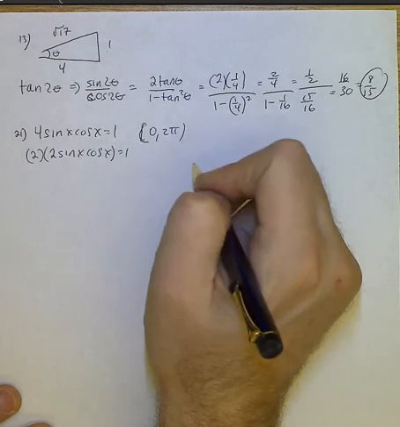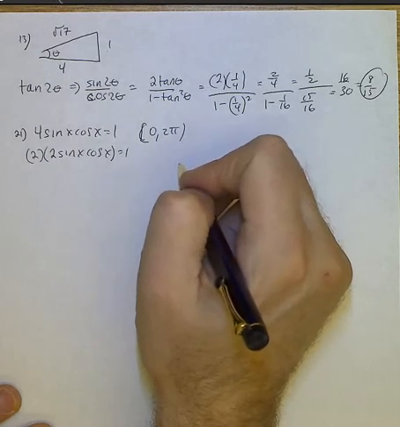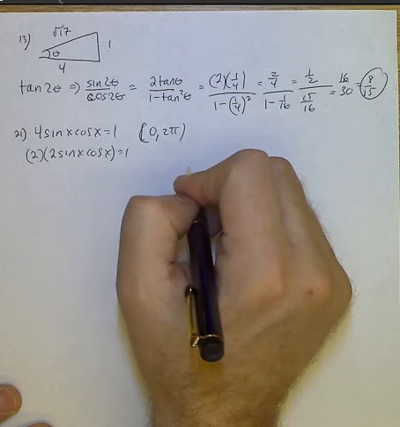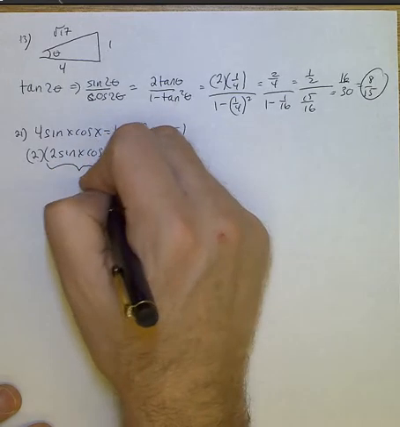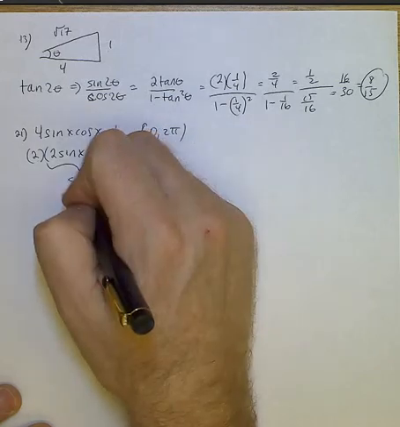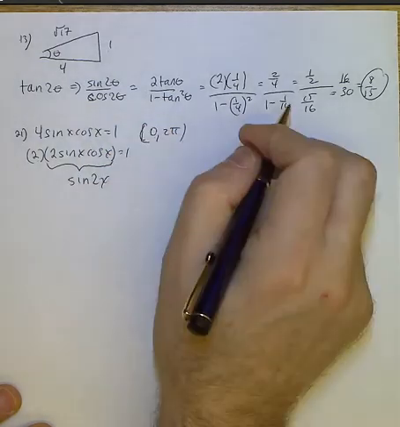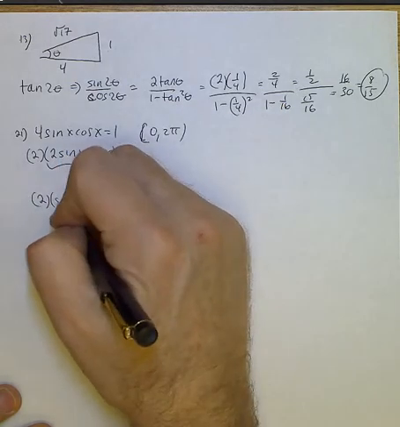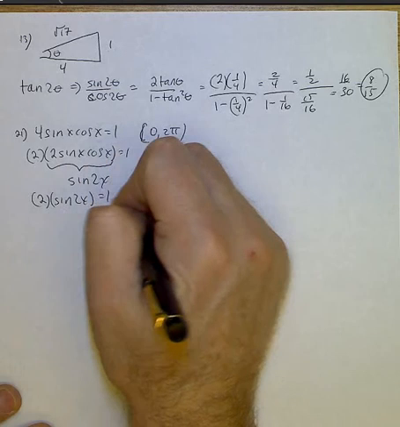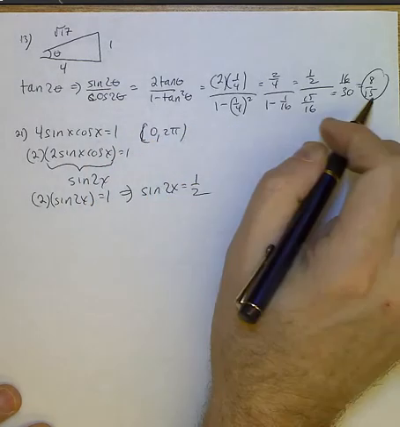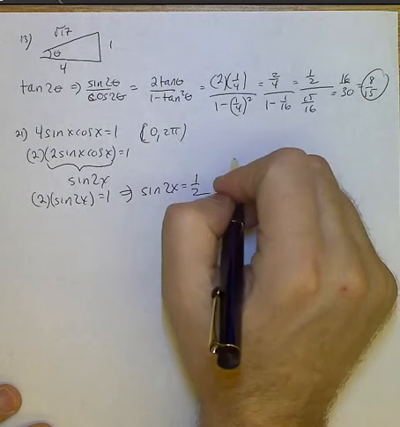Instead of 4 sine x cosine x equals 1, we can break the 4 up into 2 times 2. And when we break the 4 up into 2 times 2, we're left with this 2 sine x cosine x, which happens to be the double angle formula for sine. And so now that we rewrite it that way, we're left with the sine of 2x equals a half. And this is now like it was in the previous part of chapter 5.